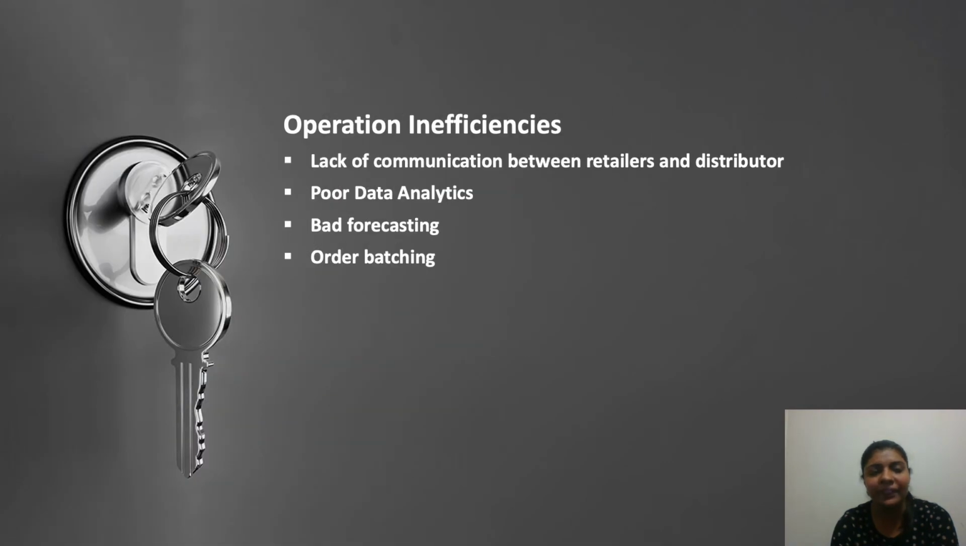Another problem faced by Barilla SpA is operational inefficiencies. This is caused by bad forecasting, order batching, poor data analytics used by Barilla SpA, and lack of communication between retailer and distributor. Because of this, distributors normally use a simple periodic review to order stock, and every week a distributor places an order. Because of this, the customers were not getting the products on time.